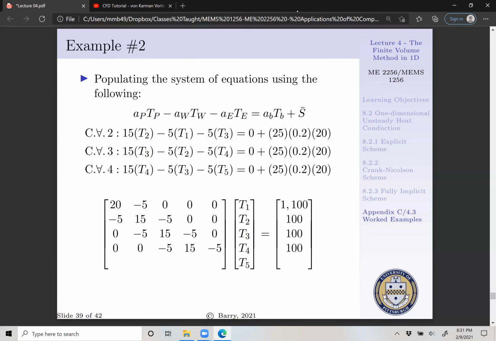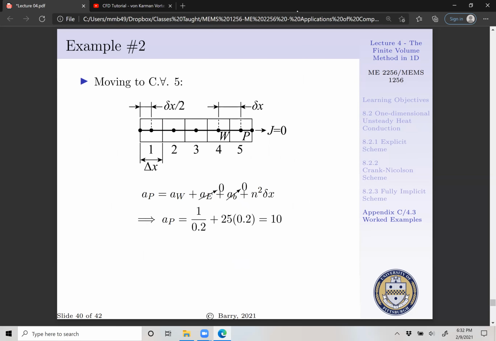So our next three diagonal entries are 15. A west and A east are both minus 5. And we had that fantastic S bar hanging out, our source term, once again from our convective boundary condition. Nice. Tack on 100.